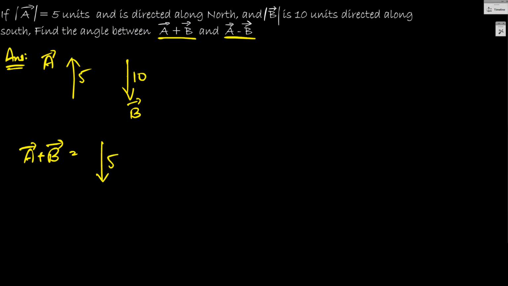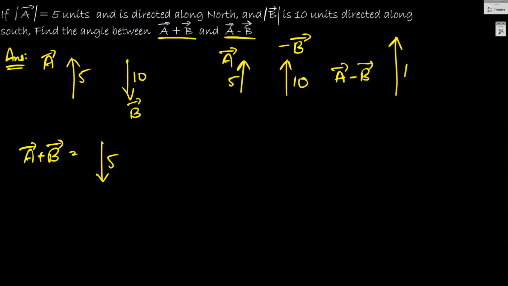That makes sense, right? If you want to do A minus B, be a little bit careful because you have to flip vector B. So this would be A with 5 units and this would be vector minus B with 10 units. So A minus B is going to be 15 this way. So this is what we have. This is what we wanted.